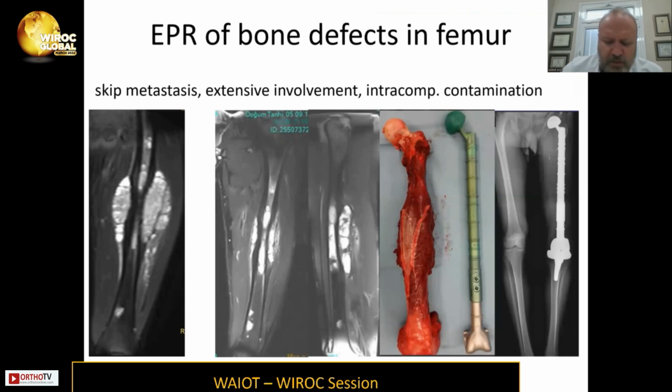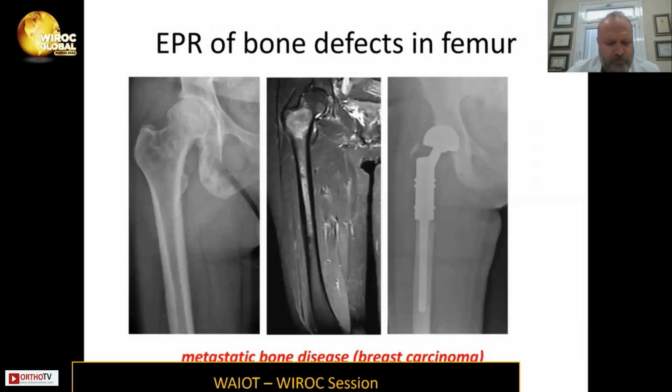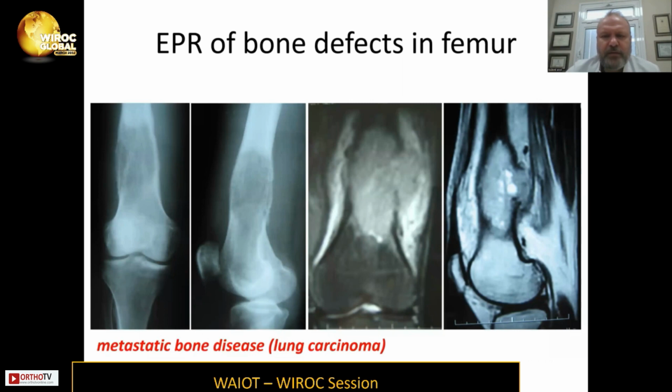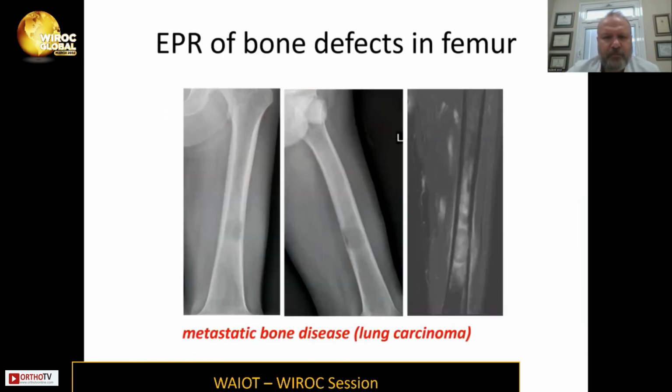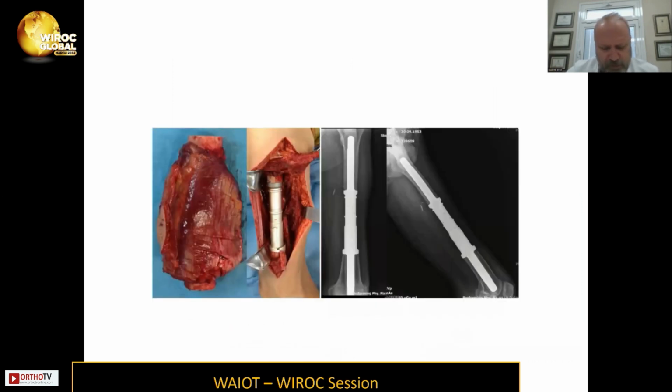Under certain conditions such as skip metastasis or extensive tumor involvement, a total femoral resection is required and managed by a total femoral prosthesis. Endoprosthetic reconstruction is frequently required after resection of metastatic bone disease, particularly in the proximal femur, followed by distal femur. And occasionally, diaphyseal metastases are resected segmentally, and an intercalary prosthesis can be used.